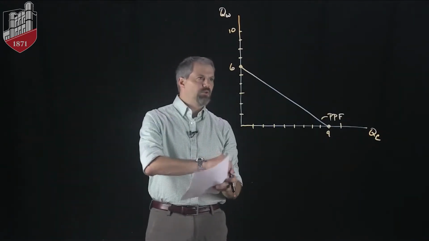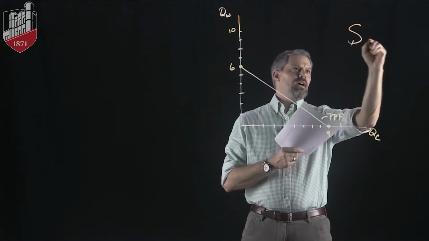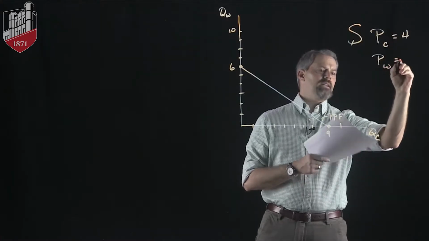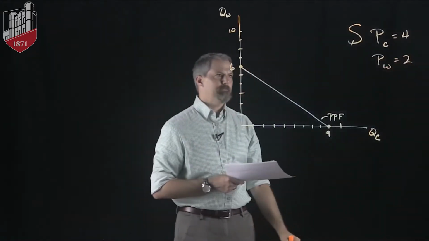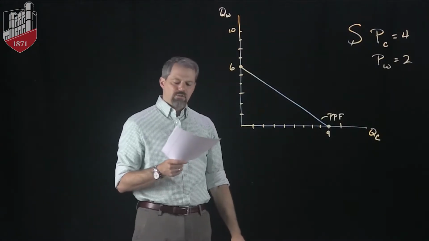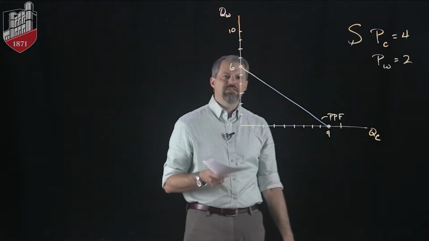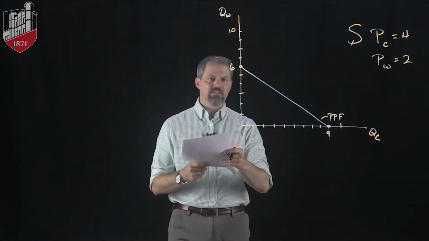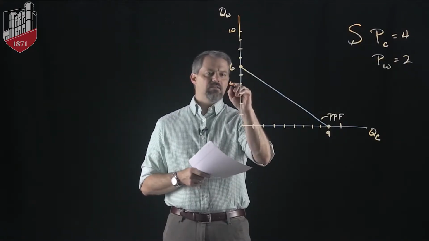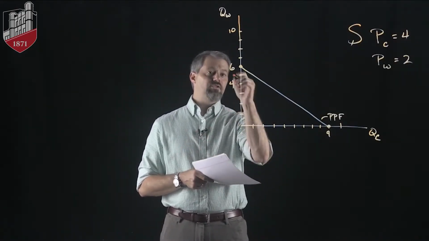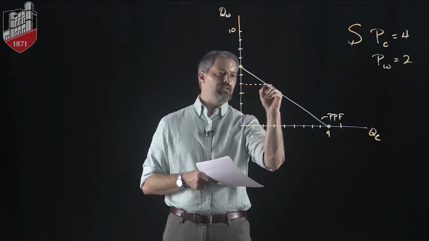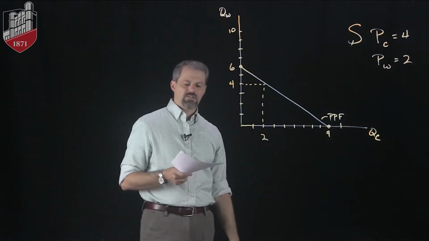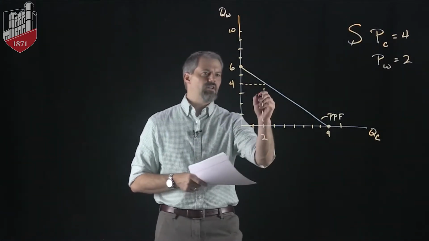So let's suppose that the price of cheese is equal to 4, and let's suppose the price of wine is equal to 2. Okay? So what we want to do is consider a couple of different points. Let's just pick a point on this production possibilities frontier. Let's suppose that we start with this point where they can produce 4 units of wine and 2 units of cheese. That would be a point on that production possibilities frontier. Okay, let's call that point A.